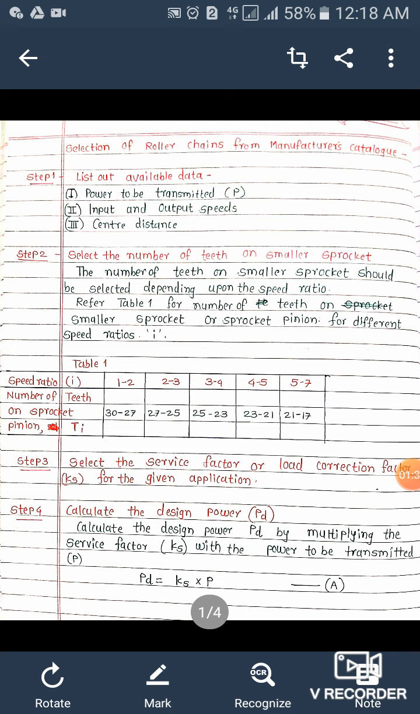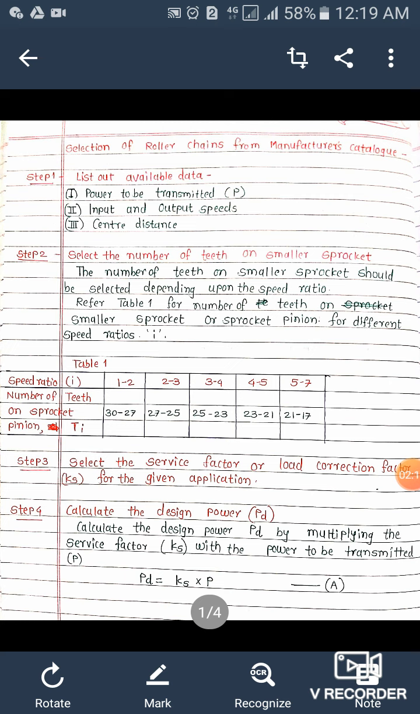If the speed ratio is 3 to 4, then Ti is 25 to 23. If I is 4 to 5, then Ti is 23 to 21. If I is 5 to 7, then Ti is 21 to 17. So in this way, as we know the speed ratio, we can decide the number of teeth on the pinion sprocket. Now step 3 is to select the service factor or load correction factor, indicated with the symbol Ks, for the given application.